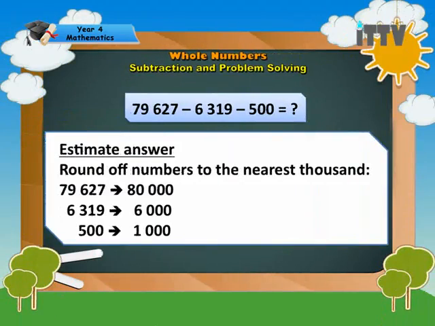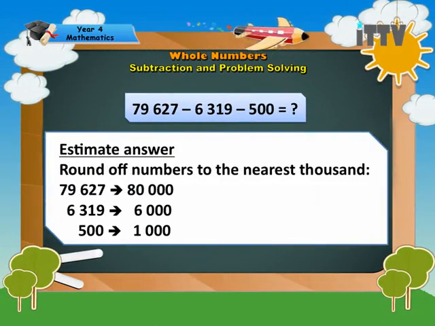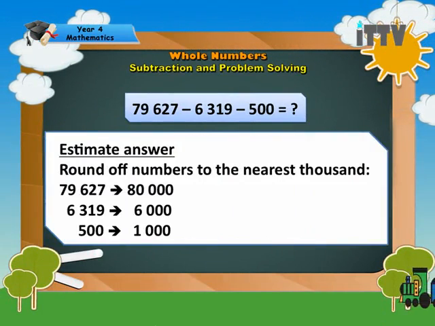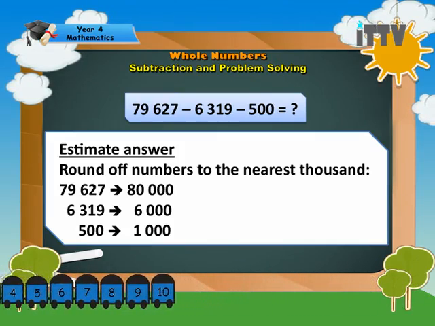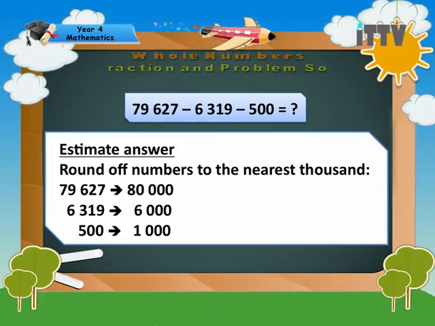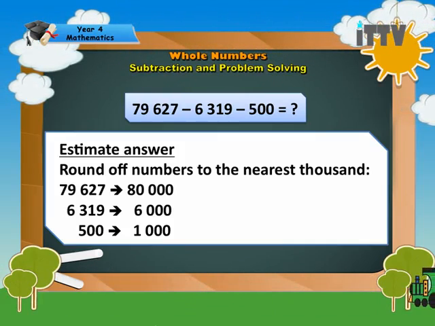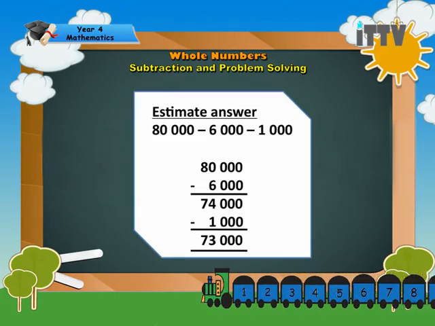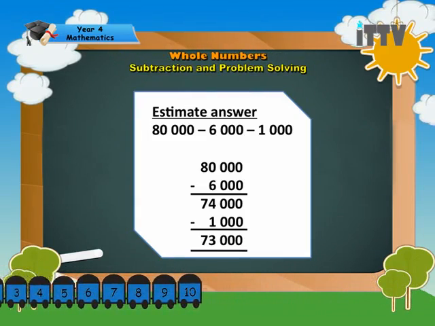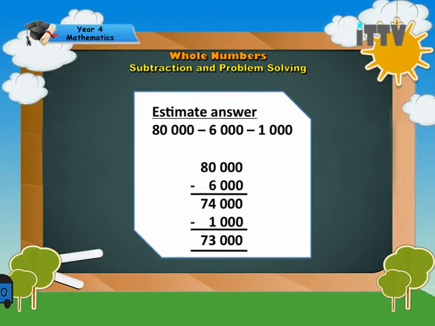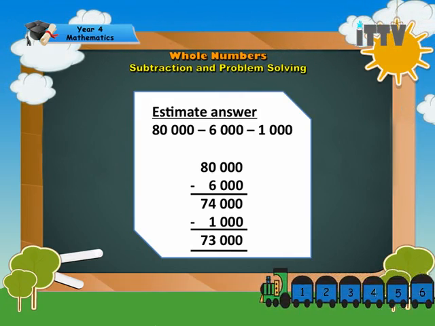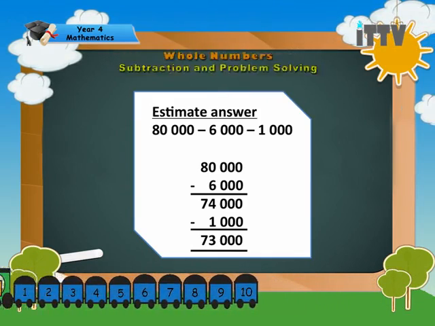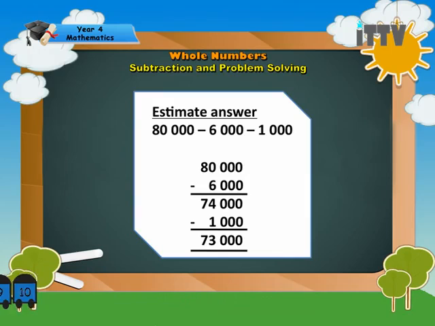Now, what about in this next question? Take a look. We can estimate the answer before we start subtraction, okay? Round off the numbers to the nearest thousand. So 79,627 is rounded off to 80,000. 6,319 is rounded off to 6,000. And 500 is rounded off to 1,000. So we rearrange the numbers together. 80,000 minus 6,000 minus 1,000. That will give us 73,000. Now, our actual answer should be close to our estimated answer, yeah, which is 73,000.